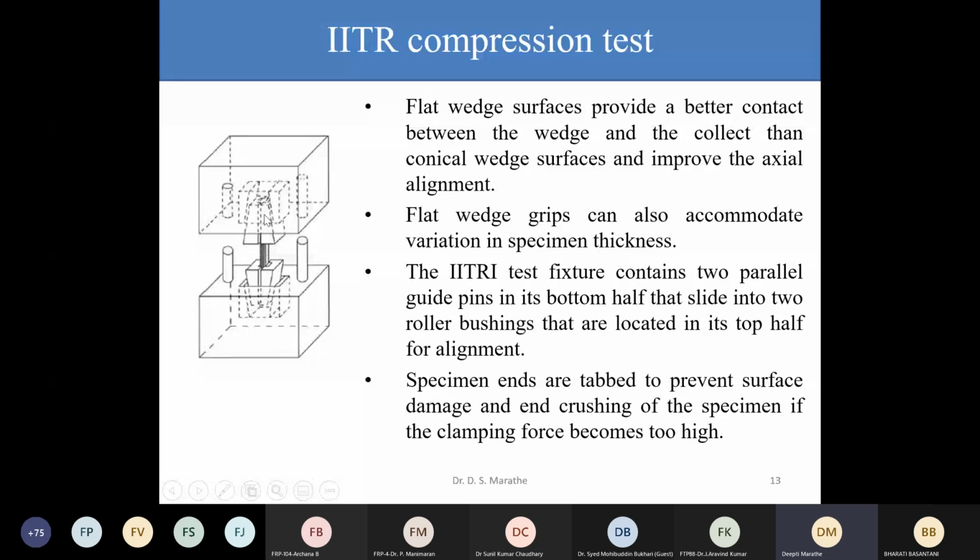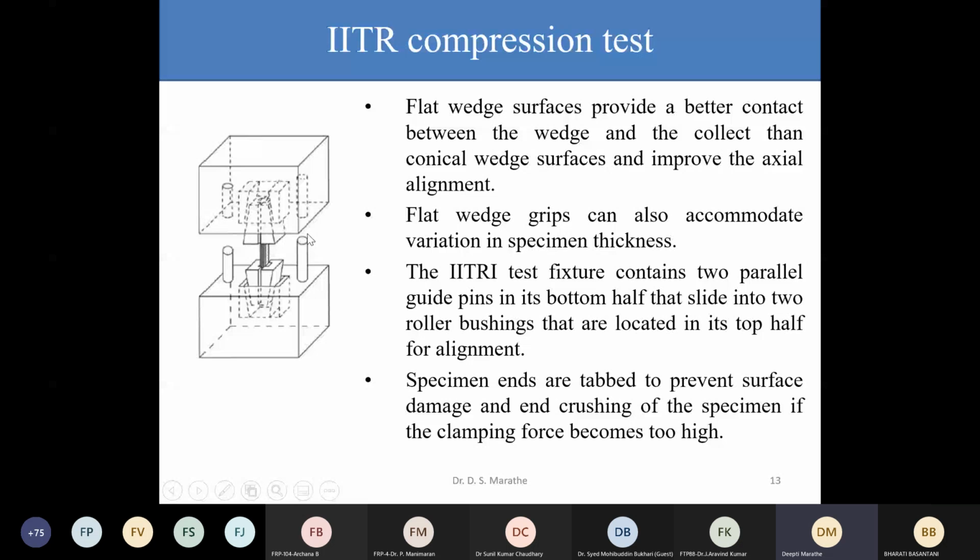They fit into a fixture which is straight sided here. So these are wedge grips put into both these fixtures. Now these wedge grips are important for self-aligning of the sample. Along with these wedge grips, I have these guiding pins over here. These guiding pins are there in the bottom half.